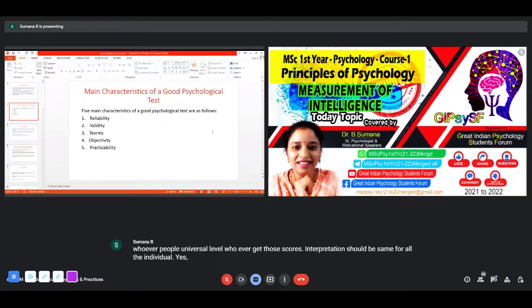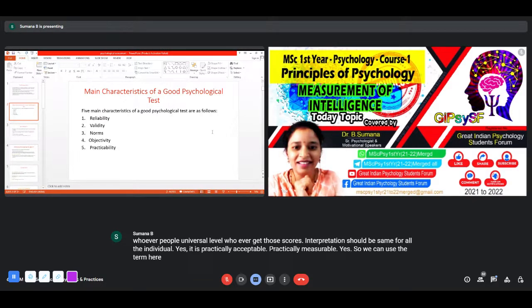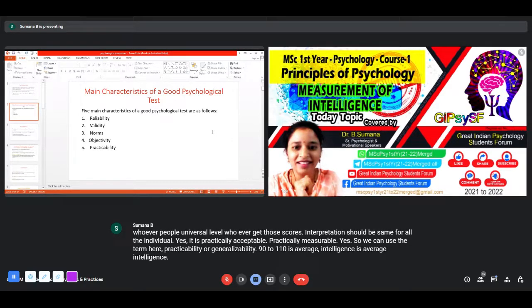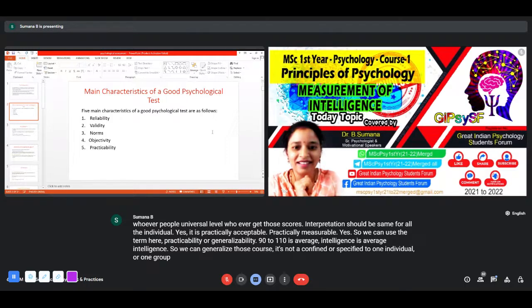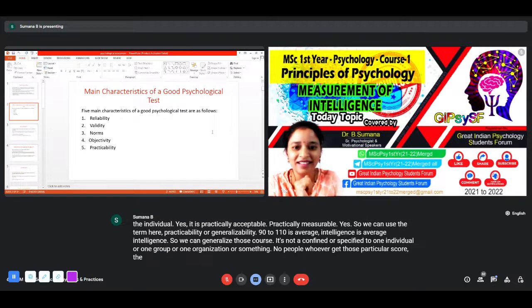Yes, it is practically acceptable, practically measurable. So we can use the term practicability or generalizability here. Clear? 90 to 110 is average intelligence. So we can generalize those scores. It's not confined or specified to one individual or one group or one organization. Whoever gets that particular score, the same interpretation is given for all the students or all the individuals.